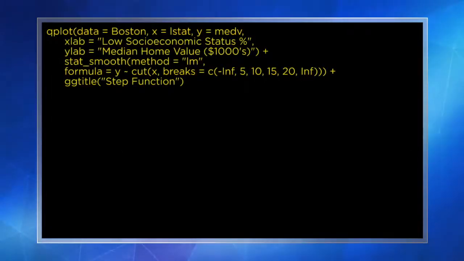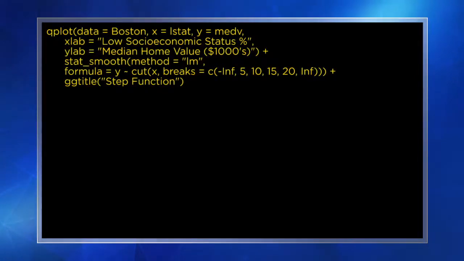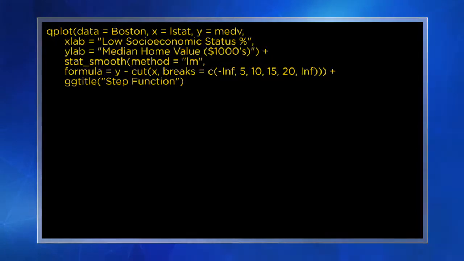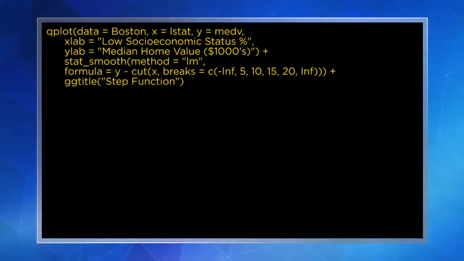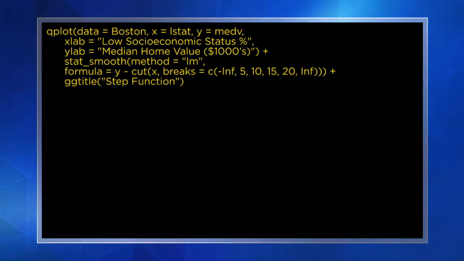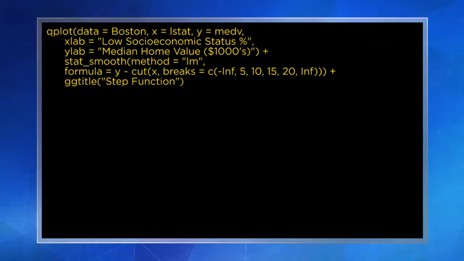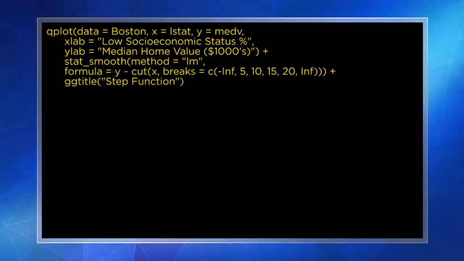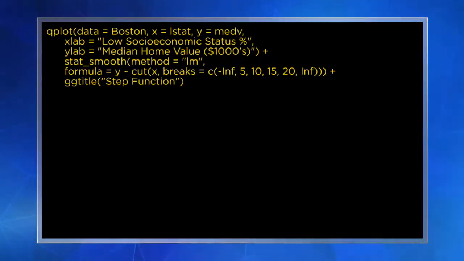So back to our Boston data. Let's look at a 5-year step pattern for that data. So here's what a step function would look like if we were to fit it on our Boston data. Notice here, we've specified the cut, and we've set breaks equal to minus infinity to 5, 10, 15, and 20 years, and then out to plus infinity. So ggplot is going to give us this plot along with the step functions.